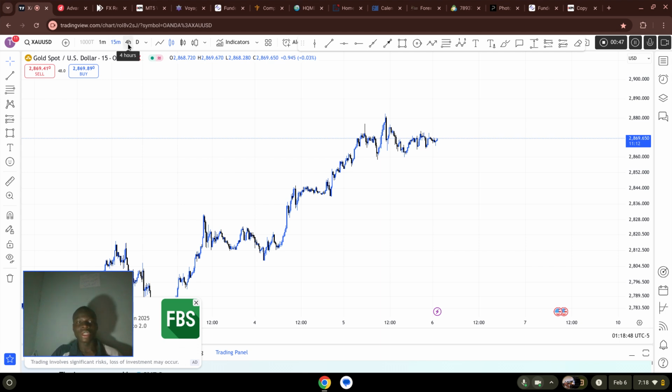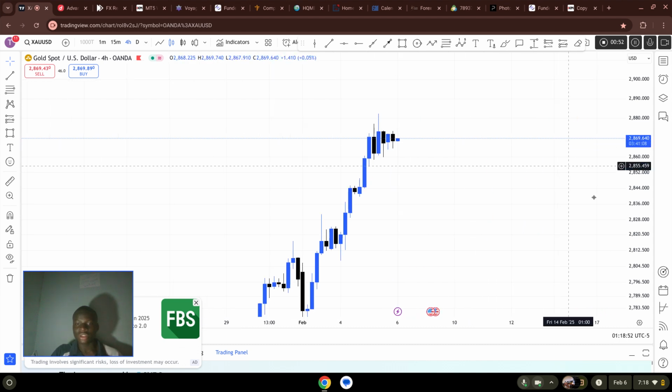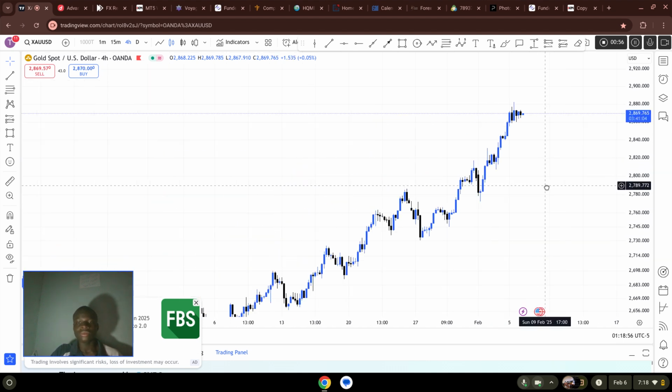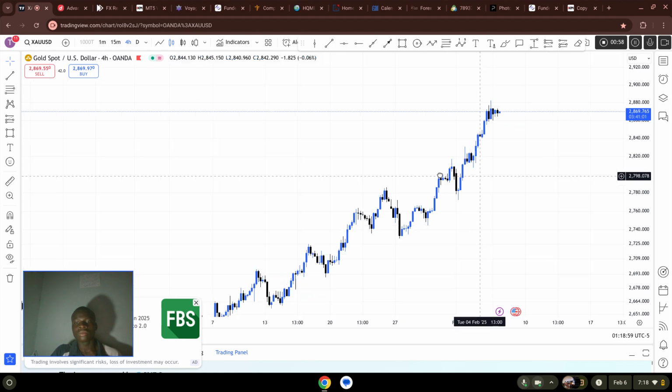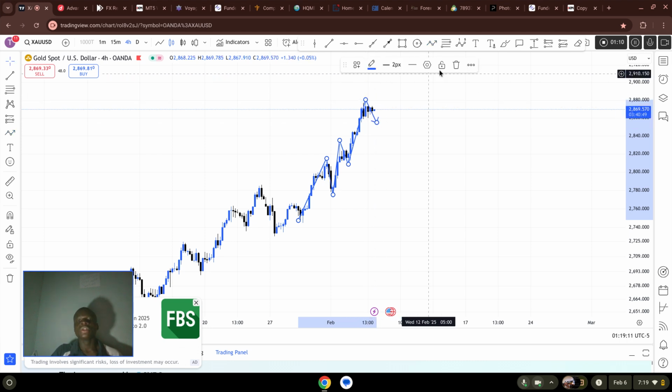Starting from gold, it's USD. The first thing you have to see is the higher time frame. Check the market structure there. You have weak high, strong low, weak high, strong low, weak high. Obviously, that's how it is.